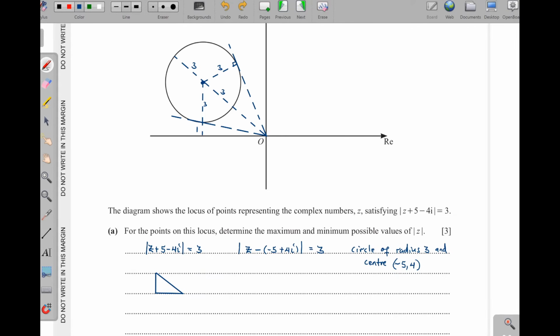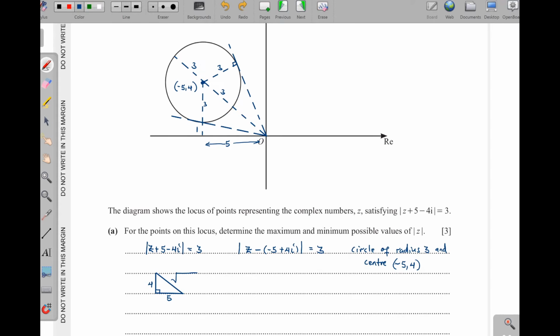Negative 5, 4. Yeah, that is why this one is a 3 and then a 1 to give us a what? A 4. Then this one will be 5 units from here up to there. So negative 5 and then 4. That is the center. So that means here I have 5 units and then here I have 4 units. So I can get the hypotenuse here to get this one. So when I get the length of this one here, and then I add on a 3, I will be in a position to get the maximum possible value of the modulus of z.